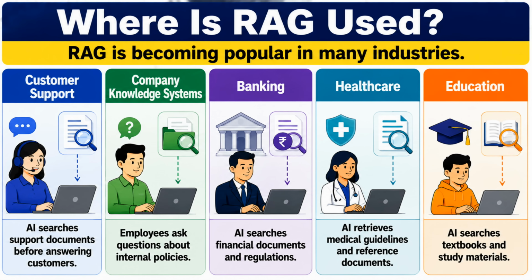Where is RAG used? RAG is becoming popular in many industries. First one, customer support. AI searches support documents before answering customers. Second one, company knowledge systems. Employees ask questions about internal policies. Third one, banking. AI searches financial documents and regulations. Fourth one, healthcare. AI retrieves medical guidelines and reference documents. Fifth one, education. AI searches textbooks and study materials.